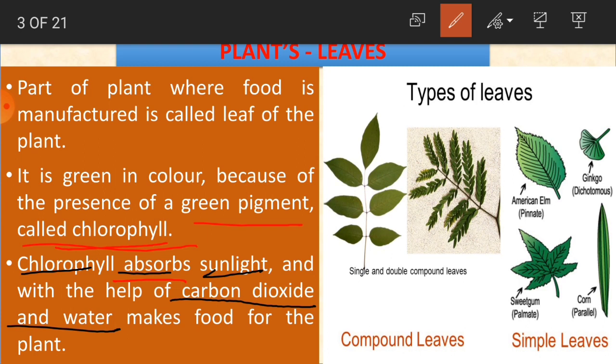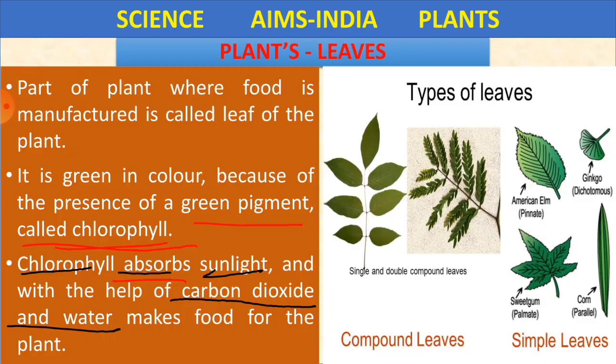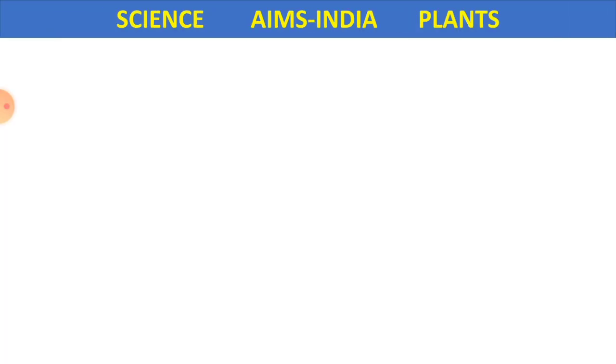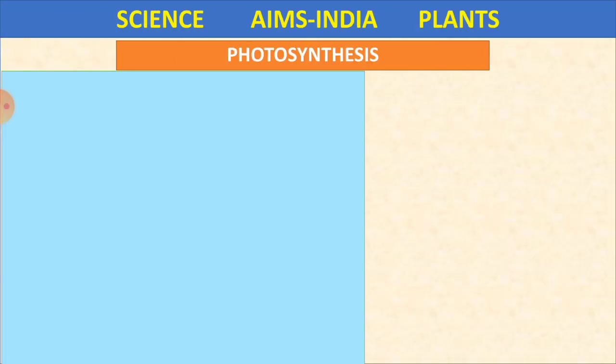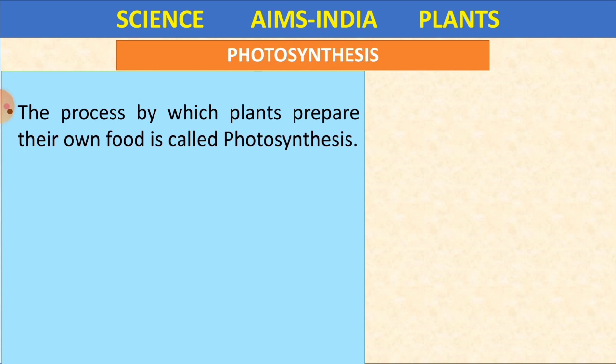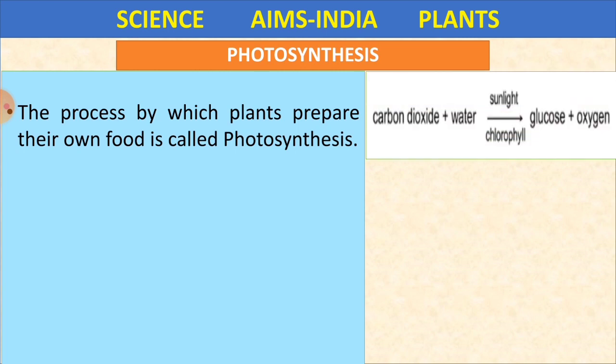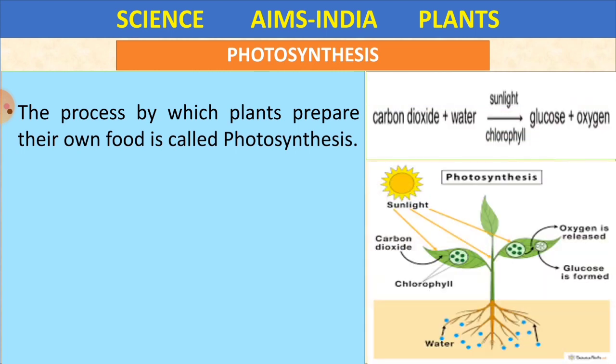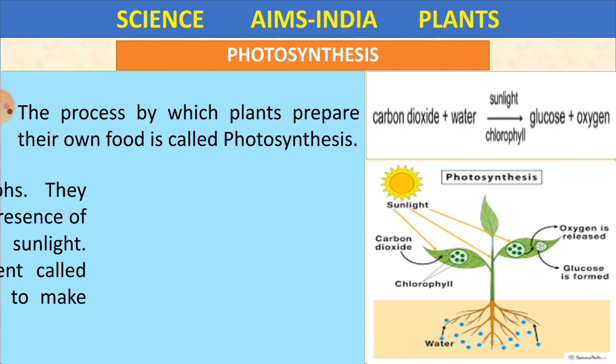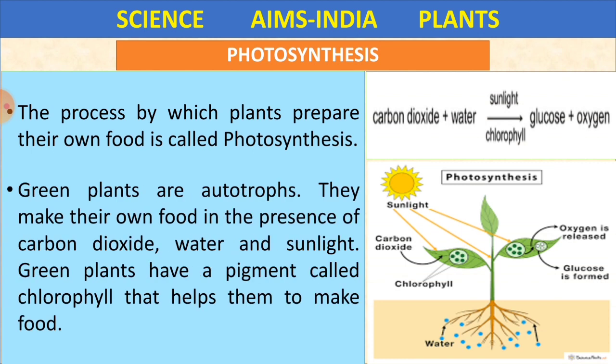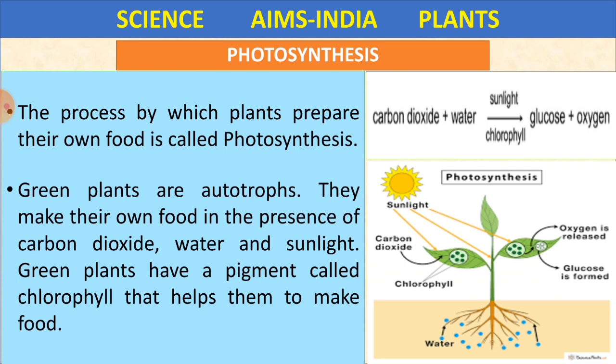And what makes food? Chlorophyll. With the help of the chlorophyll. Okay, children? Understood? Okay. See here again, what is photosynthesis? The process by which plants prepare their own food is called photosynthesis. We have mentioned this already, that plants make food through the process of photosynthesis.